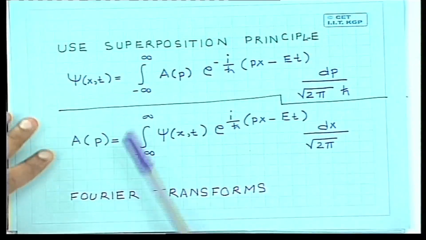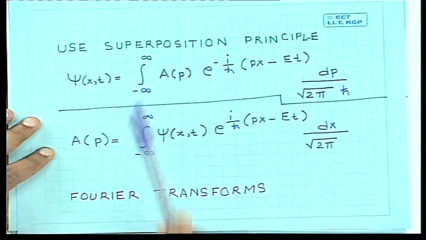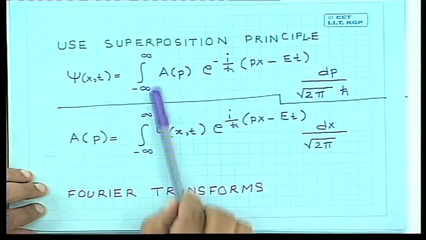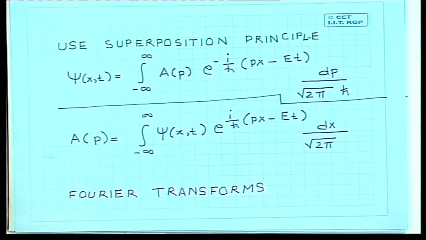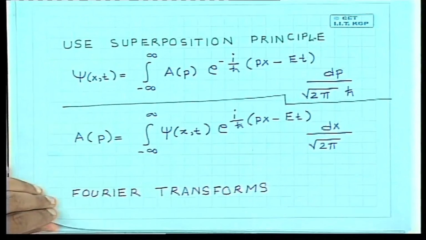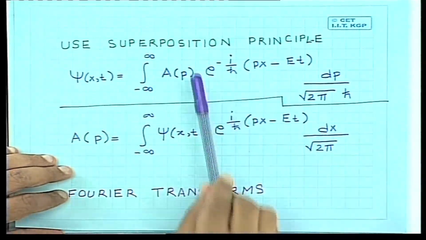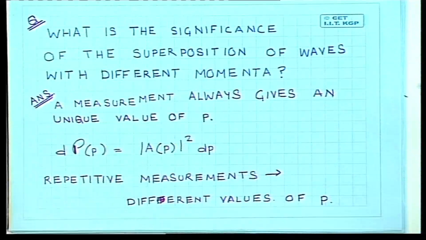Now, the question which arises, once you superpose waves, is what is the significance of a superposition of waves with different values of momentum? So here, this psi of x,t is a superposition of different values of momentum. How do you interpret the fact that this particle has, at the same time, different values of momentum?